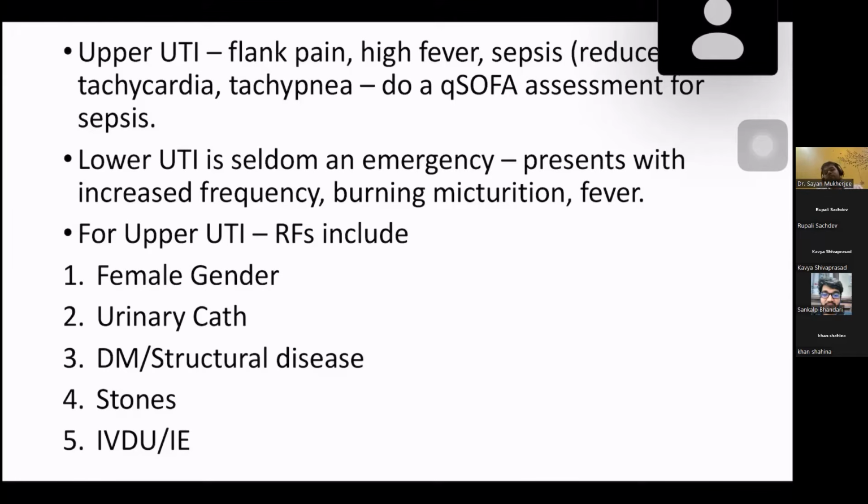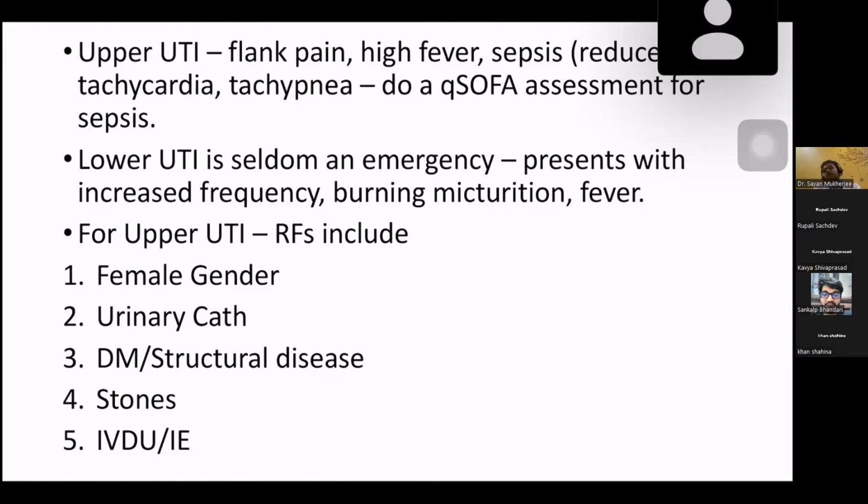Yeah. So one more important thing is the risk factors of an upper UTI. So yeah, the first thing is female gender. Second is an indwelling catheter. Whenever patients are catheterized, there's a colonization of the catheter and it leads to a greater chance of an infection. Diabetes mellitus and structural disease, some form of malformation of the urinary tract, can actually carry a greater risk of upper UTI. Stones.